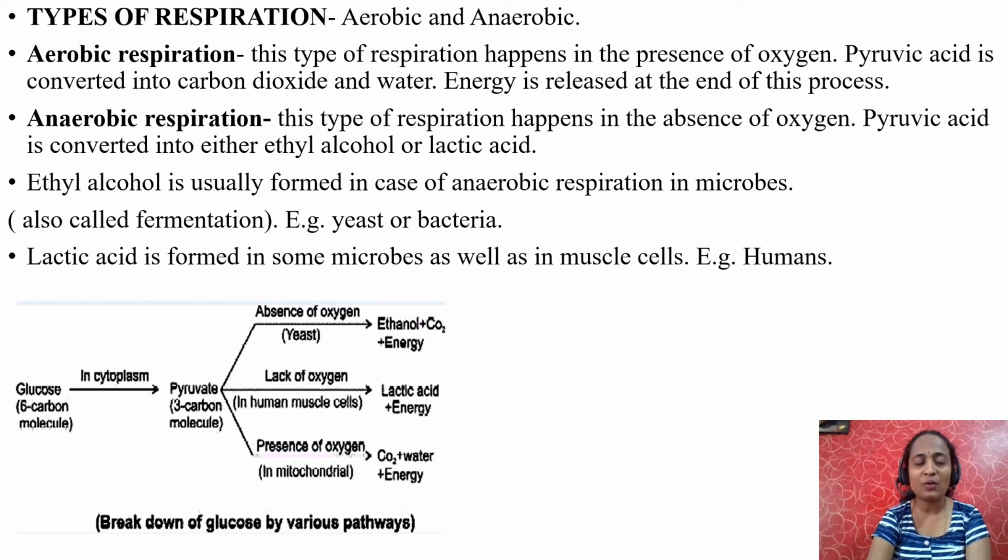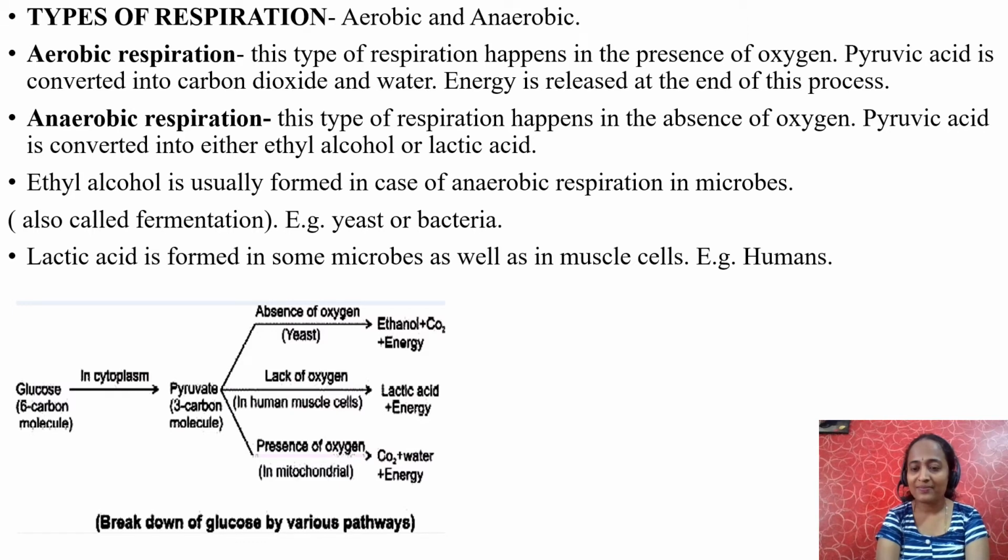First, let us see what is meant by aerobic respiration. This type of respiration happens in the presence of oxygen. Pyruvic acid is converted into carbon dioxide and water. Energy is released at the end of this process. So, now I will ask you one question. Just give the answer by yourself. What is the site of aerobic respiration, where pyruvic acid is further broken down into carbon dioxide, water and energy?